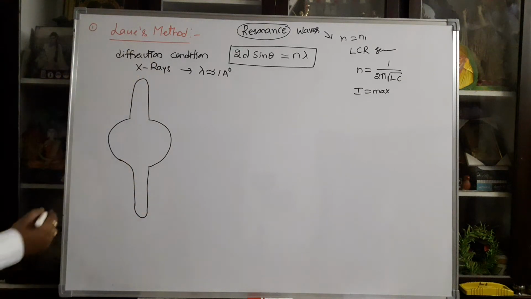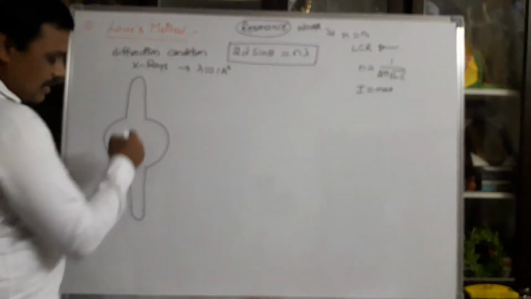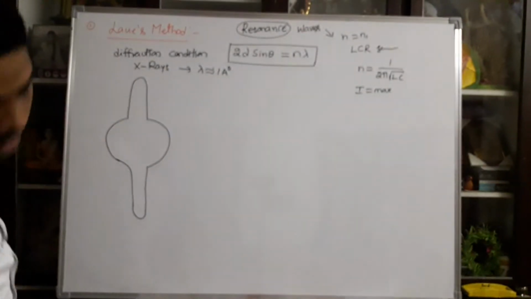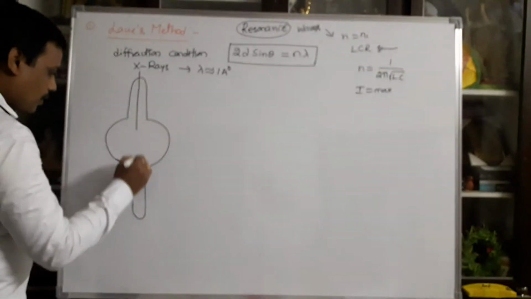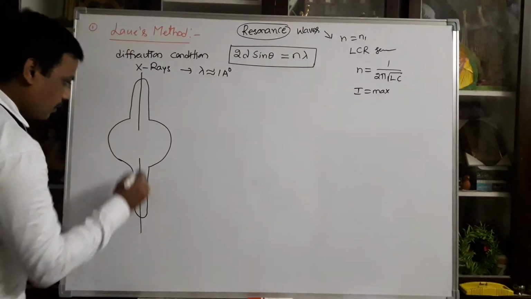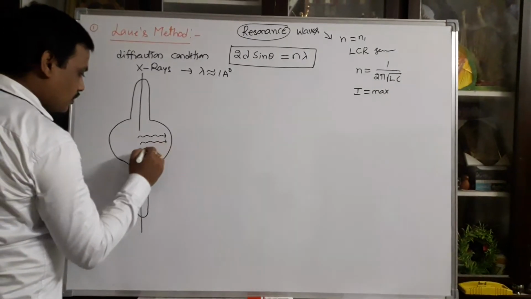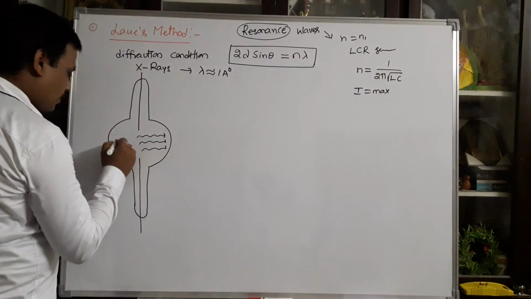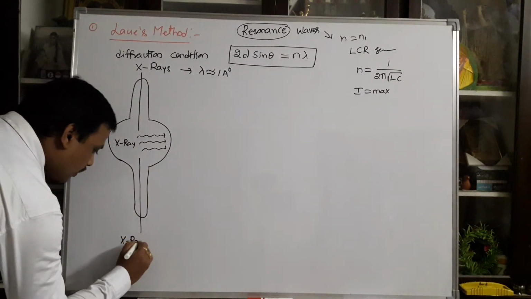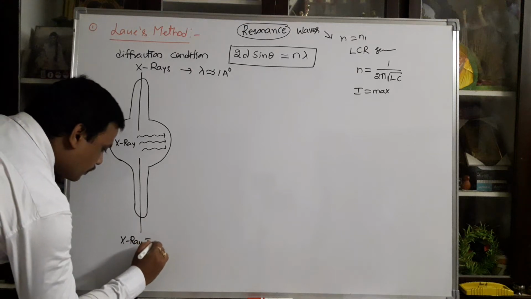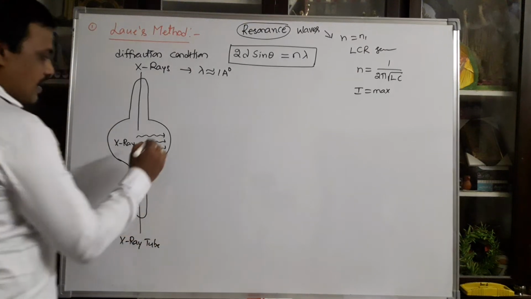X-ray tube. Based on this, the X-rays are produced like this. Here, X-rays are produced. This can be taken as the X-ray tube. So the X-rays are coming from the X-ray tube like this.